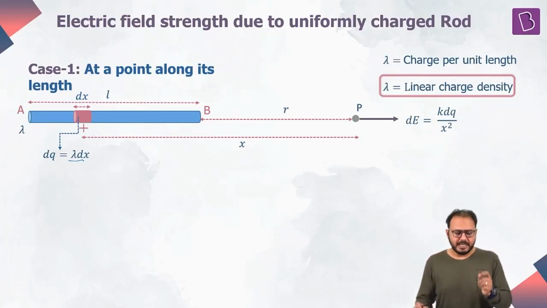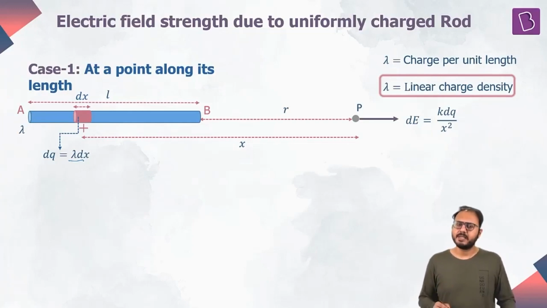Okay. So dx is a very small length you chose. dq is the charge on it, lambda dx. What is the distance you chose from point P, which is R away from point B? x. Okay. So dE is k dq by x square. Sir, could I have chosen my x from the end B? Yes, you could have.